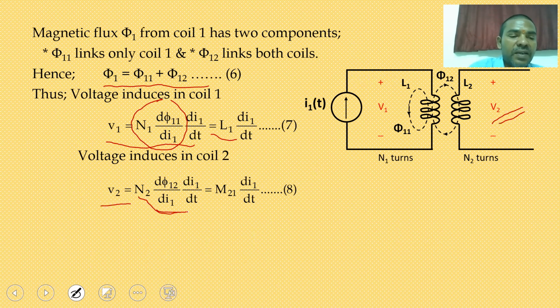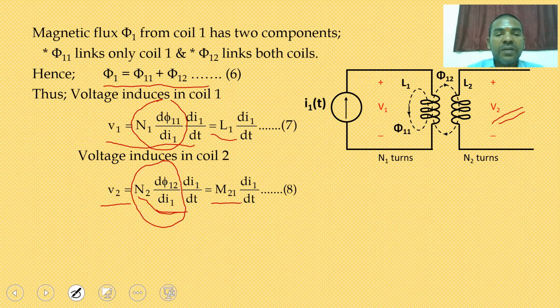So this value N2 into d phi 12 by di1, I am representing as M21, into di1 by dt. So here the induced EMF is developed due to mutuality between the two coils. The mutual inductance is represented by M21. It is the second coil with respect to the first current.